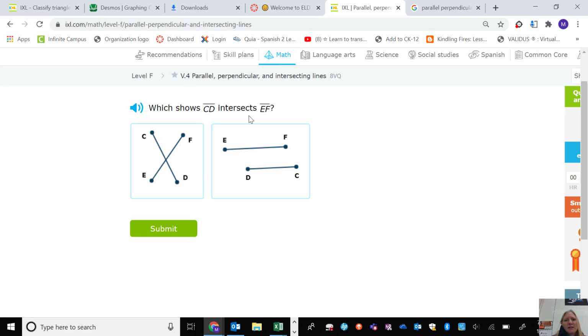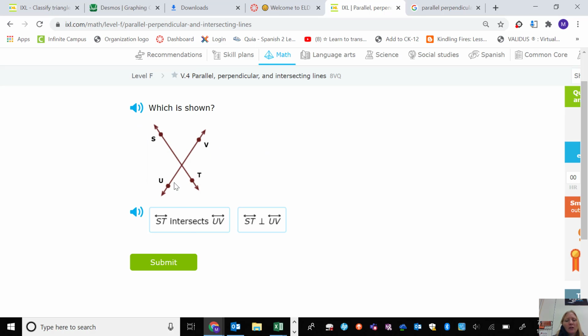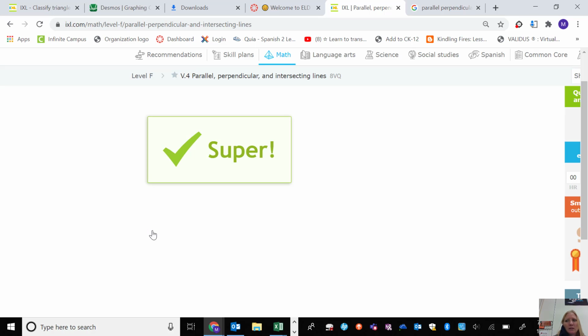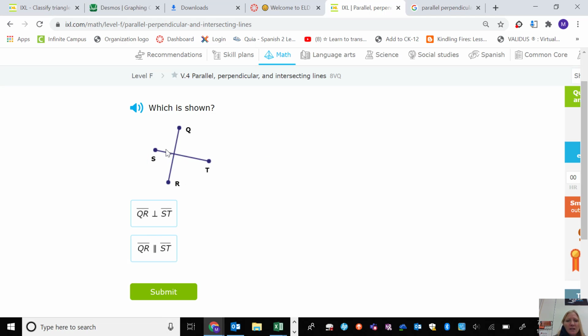Which one shows intersect here? Is this intersect or perpendicular? So I think this angle is too small to be 90, so I'm going to say just intersect. These two are parallel. So which symbol means parallel? The symbol is parallel. These two lines are perpendicular, not parallel. So perpendicular.